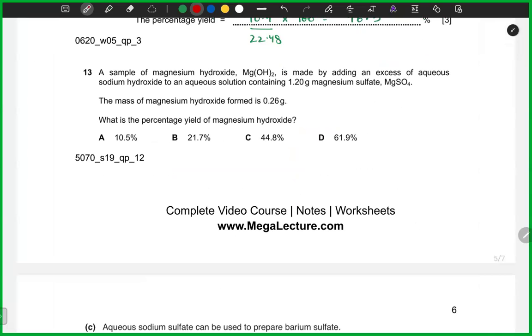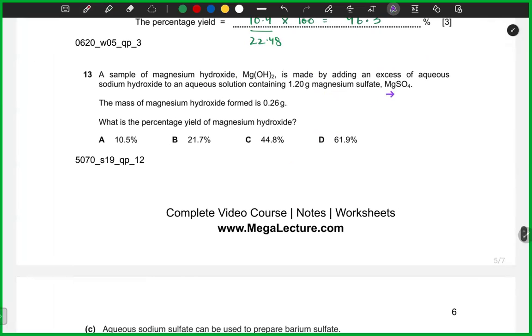So this is another question on yield. A sample of magnesium hydroxide is made by adding an excess of aqueous sodium hydroxide to 1.2 grams of magnesium sulfate.